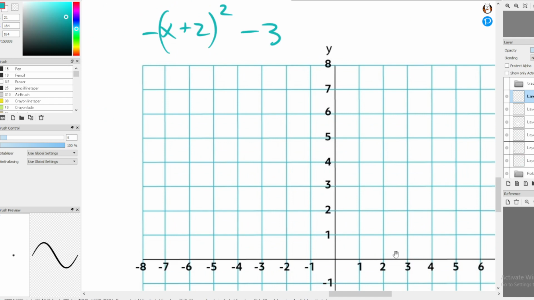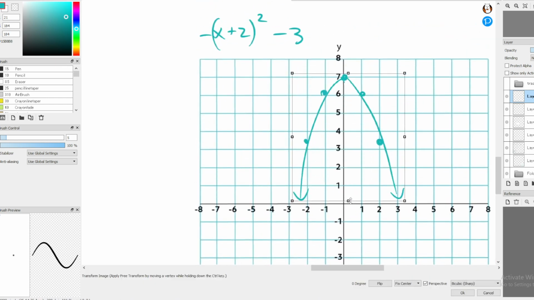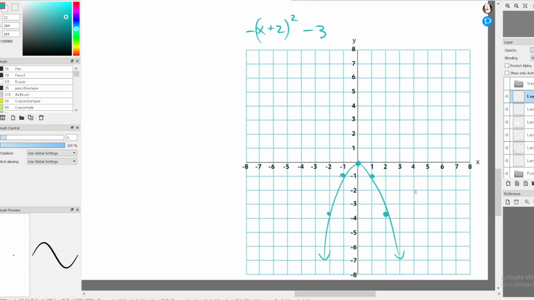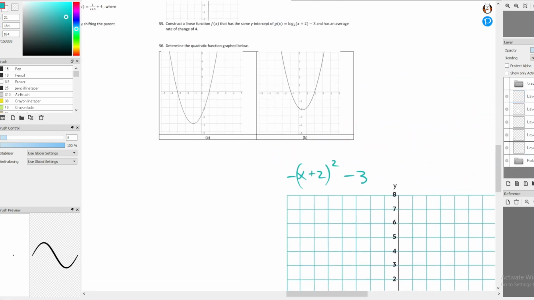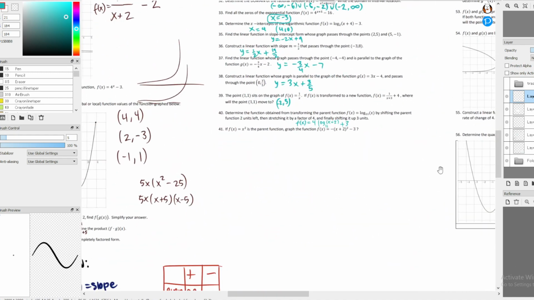So, our parent function will look something like this. But because we are reflecting it, it will look like this instead. And then we're going to be moving it to the left by 2, and then we're going to be moving it down 3. So this is our new function. That is the answer for 41.